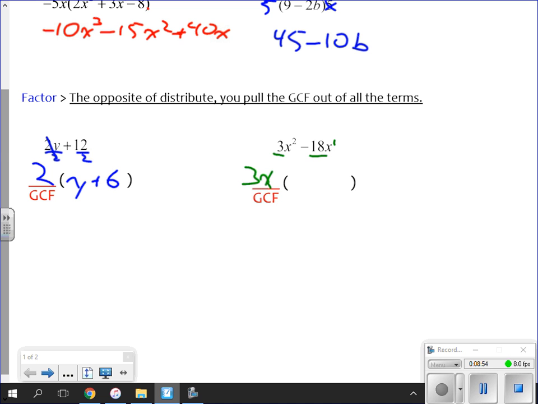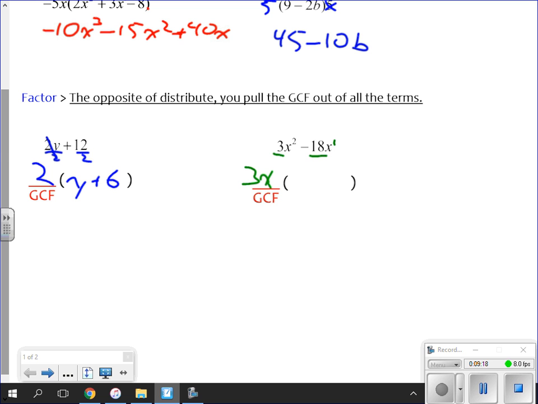Okay. So I always look at 2 things. What's the number I'm going to pull out? What's the variable I'm going to pull out? Sometimes I can't pull out one or the other. On the first one, I didn't have a variable I could pull out because I didn't have a variable in every term. It has to be in every term. This is not my answer. That's just what I'm pulling out.